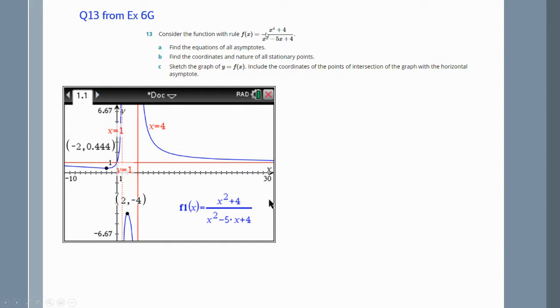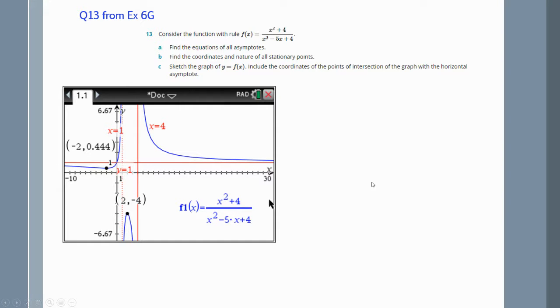Now that's another example from your textbook, x squared plus 4 over x squared minus 5x plus 4. So if we factorize the denominator, we get x equals 1 and x equals 4 are the vertical asymptotes. If we divide, we get the horizontal asymptote y equals 1.